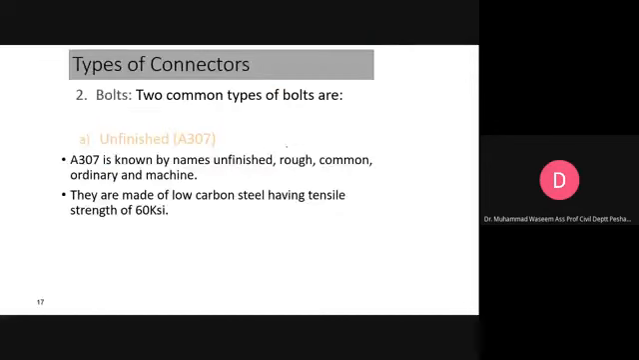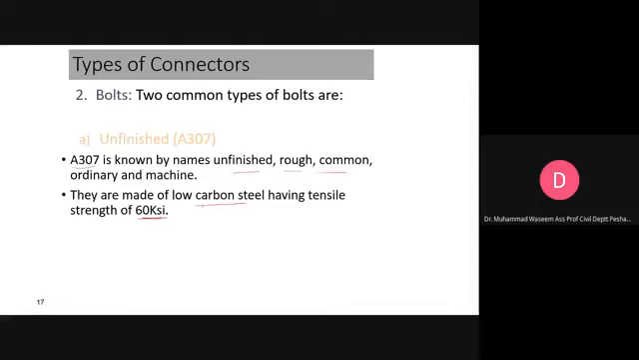As I told you, we have shifted from riveting to bolts. There are two types of bolts. They are called unfinished bolts or low-strength ordinary bolts, designated as A307. A307 is known by the names unfinished, rough bolts, common bolts, or ordinary bolts. They are made from low carbon steel, and they have a tensile strength of 60 ksi.